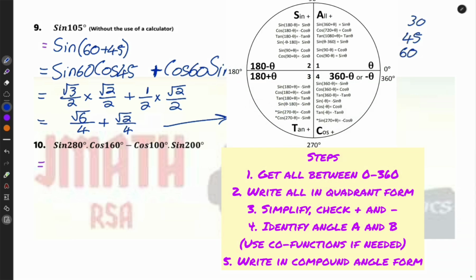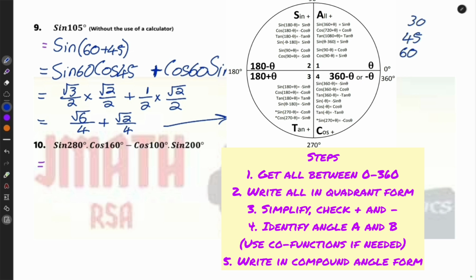So let me give you a few steps. Step 1 is always get it between 0 and 360. That means if it's too big or too small, I can add or subtract 360 to get it on my cast diagram. Step 2, I would then identify which quadrant and write it as 180 plus or 360 minus, depending on which quadrant it is. Step 3, I'm going to simplify and then actually write it in the smaller form. So sine 180 plus theta is minus sine and so forth.